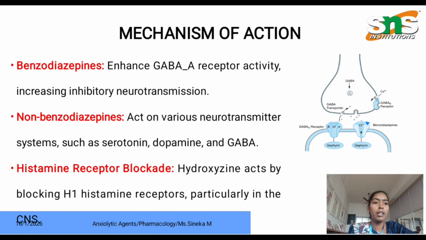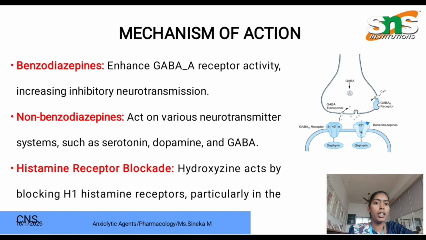Mechanism of action: benzodiazepine enhances the GABA activity. It reduces the brain activity and provides calmness by increasing the inhibitory neurotransmission. The non-benzodiazepines act on various neurotransmitters: serotonin, dopamine and also GABA. By altering these neurotransmitters, they reduce the activity of the brain.